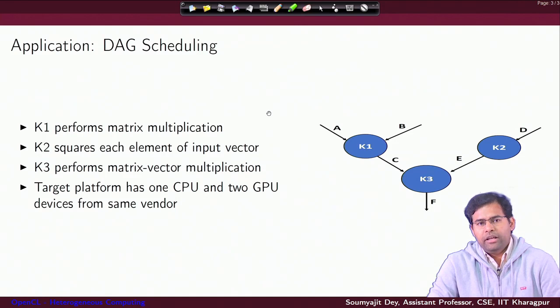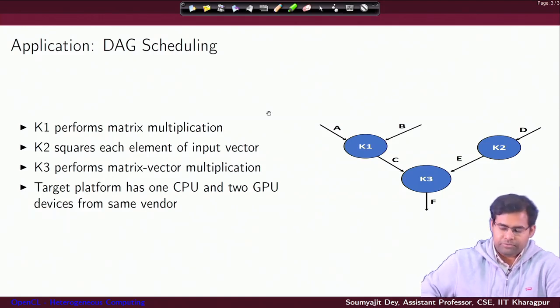K1, again as an example, performs matrix multiplication. K2 takes one input buffer and performs a square computation for each of the elements. They produce their outputs in buffers C and E, which are the input buffers for the kernel K3, and this kernel will perform a matrix vector multiplication. Let us say this is our workload, and we want to execute it on a system where you have a CPU and two GPU devices coming from the same vendor.